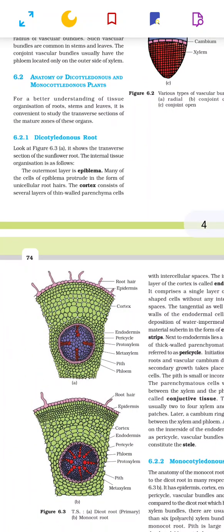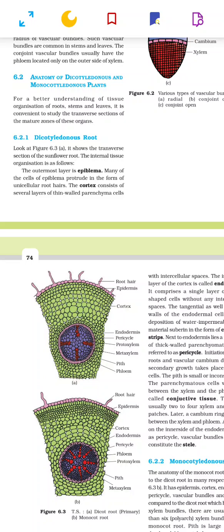In figure A, you can see the outer layer is epidermis, which is shown in pink color, and from the epidermis there are protrusions which are called root hair. In the green layer you can see there are multiple layers of parenchymatous cells which form the cortex. The inner layer of the cortex is known as endodermis, and inside the endodermis there is a pericycle, and there is a presence of vascular bundle.